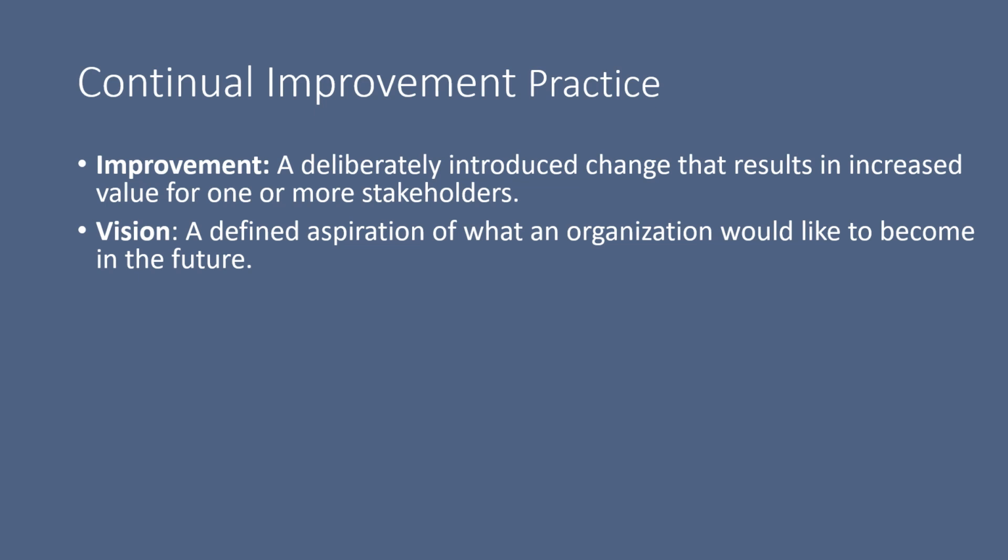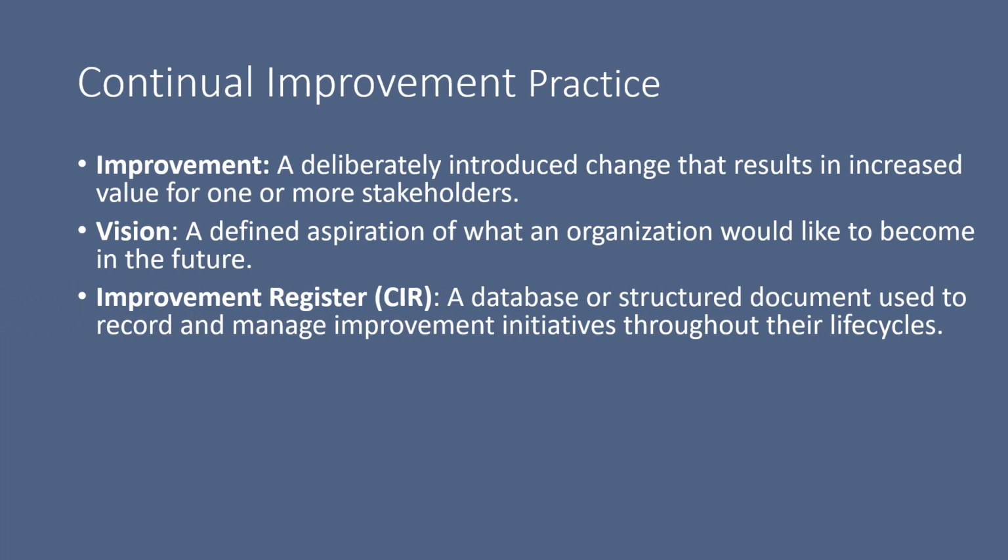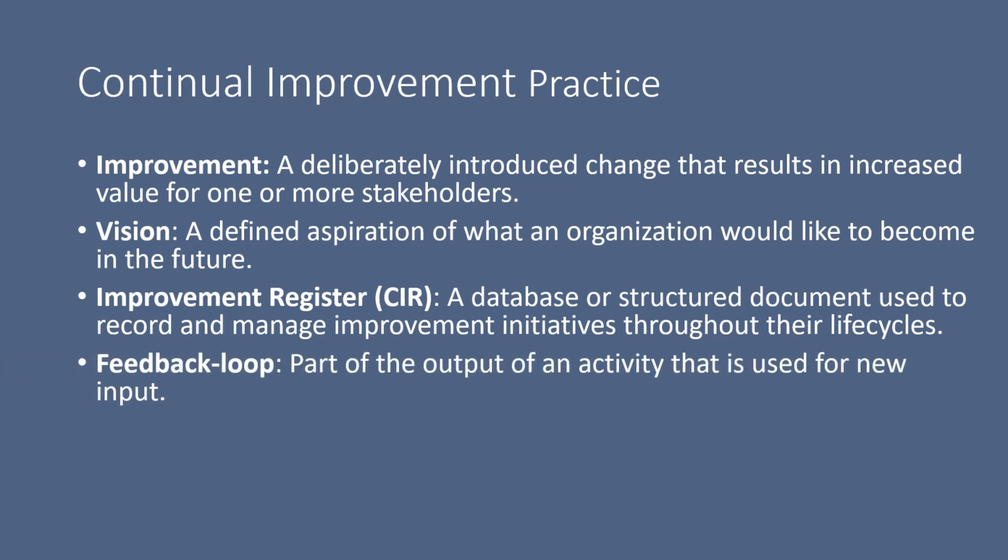In some companies you will see a department or division vision, which is derived from the company vision, all designed to achieve the overall vision of the company. This is not restricted to profit organizations. You always also will see this with non-profit organizations. Improvement Register, or CIR. A database or structured document used to record and manage improvement initiatives through their life cycles. The register can be at company level, department level. It can be very advanced or just a simple spreadsheet. Feedback loop. Part of the output of an activity that is used for new input.